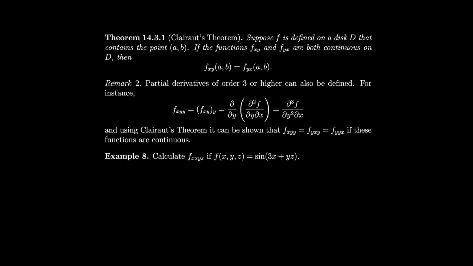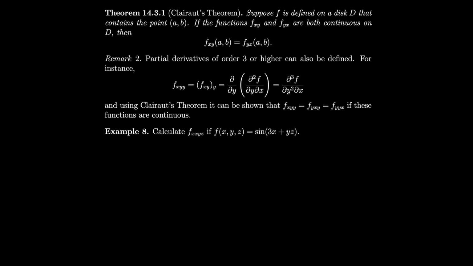Turns out that, assuming certain hypotheses, the mixed partials fxy and fyx are equal to each other. You need f to be defined on a disk that contains our point, and then you need the functions to be continuous there. And if those partial derivatives are continuous, then they will be equal to each other over there. So that's kind of cool. We only have to compute one of them, that means, and we get the other one, assuming continuity and assuming a function is nice enough. Okay, so partial derivatives of order 3 or higher can also be defined. For instance, we could get the partial with respect to x, then y, and then y.